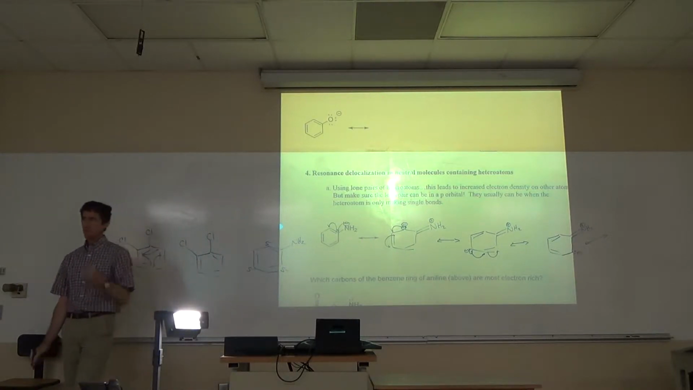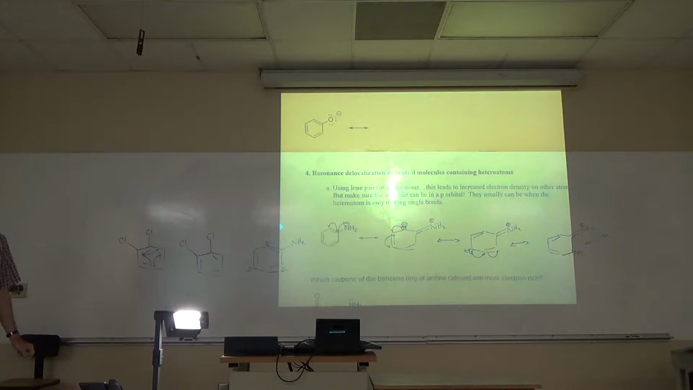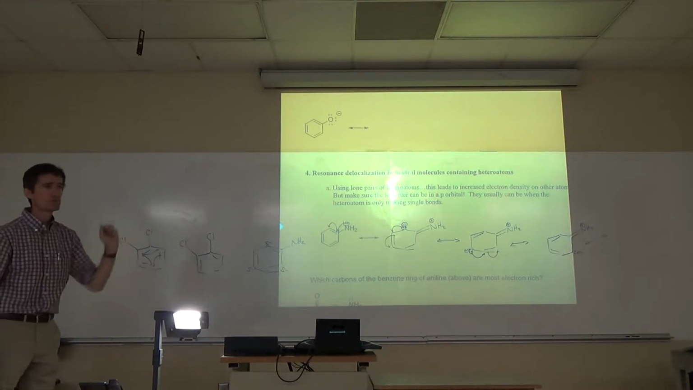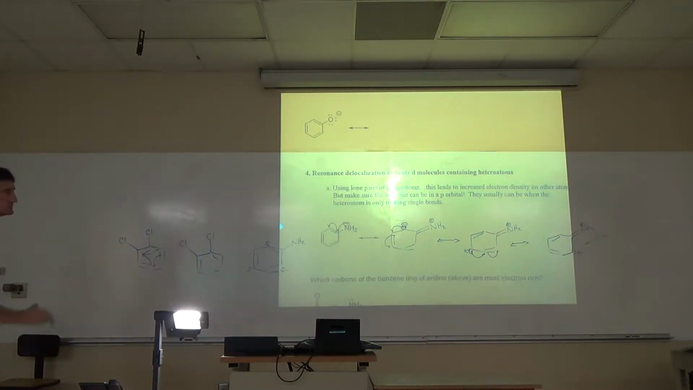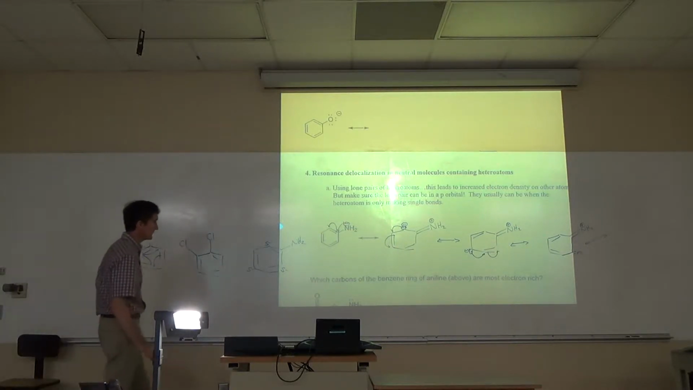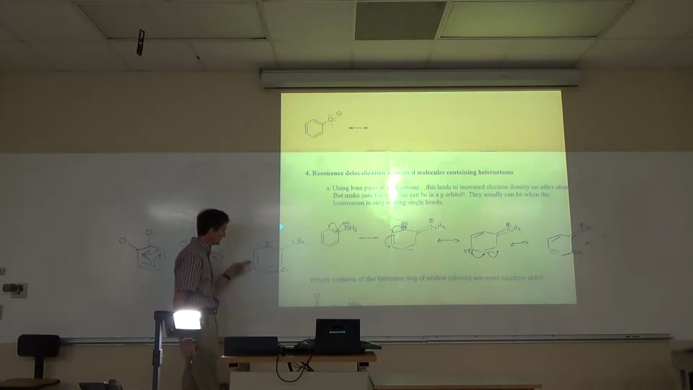Those three carbons have the greatest partial minus character. We see that from the resonance structures. Isn't that where the minus falls in the resonance structures? Yes. These are most electron rich. That means these have the most electron density in the hybrid.